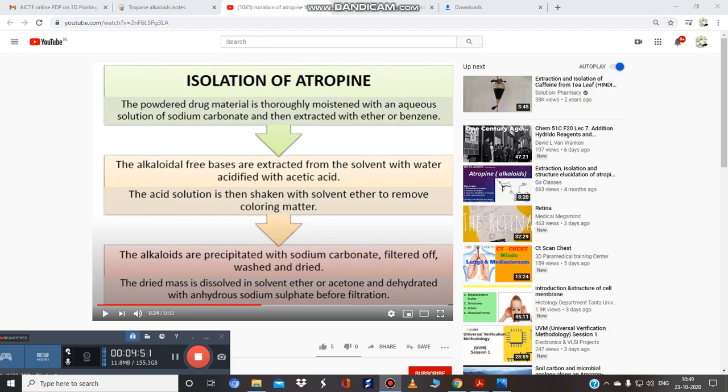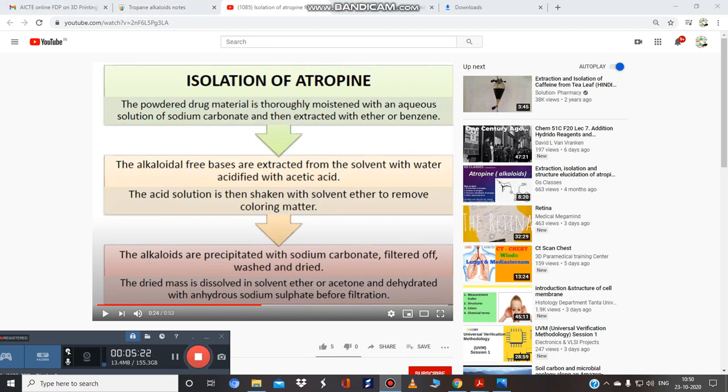Then this acid solution is shaken with ether to remove the coloring matter, because we know a drug contains a mixture of complex substances which include coloring matter also. Then the alkaloids are precipitated again using sodium carbonate, a basic substance. So the alkaloids get precipitated out, then filtered, washed and dried. Then the dried mass is dissolved in ether or acetone and dehydrated using anhydrous sodium sulfate.